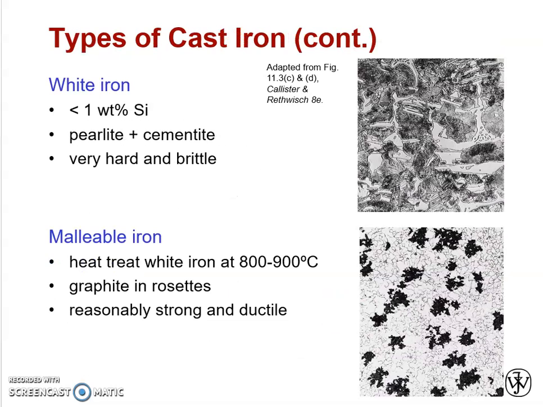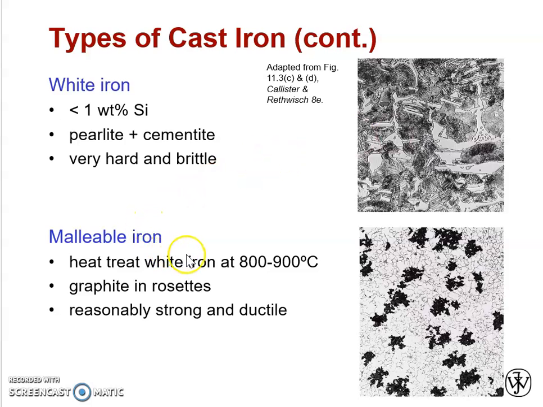Then cast iron also has white iron. White iron consists of less than 1% silicon, and it has pearlite and cementite structures. It's very hard and brittle. White iron is very hard and brittle.